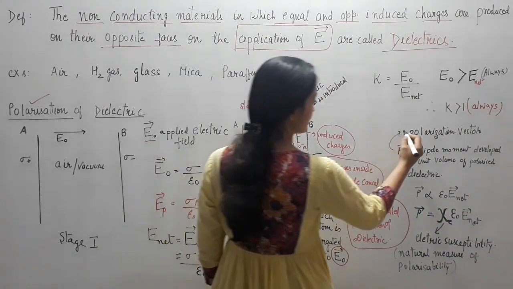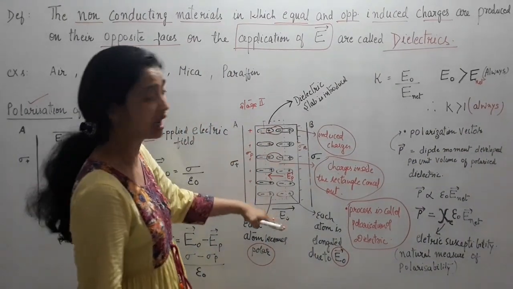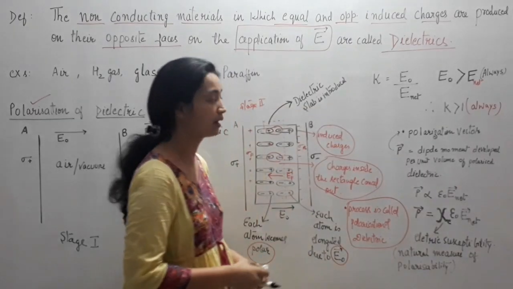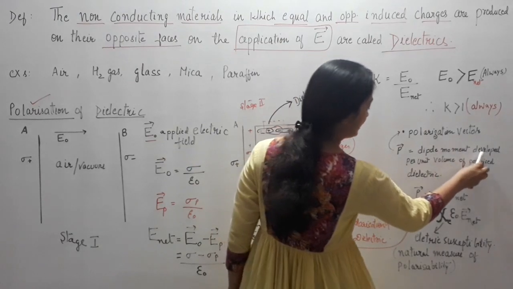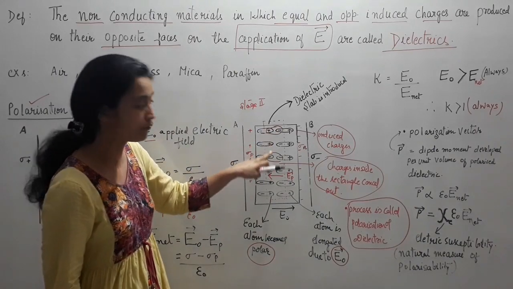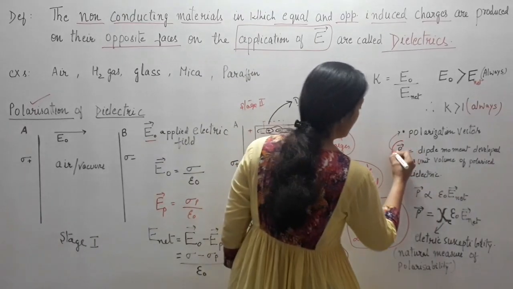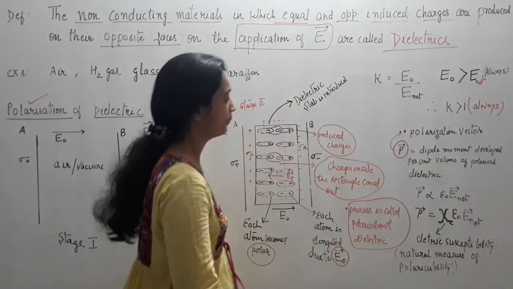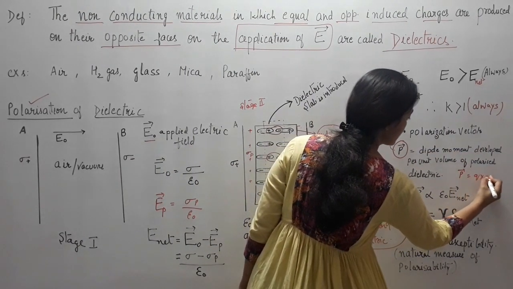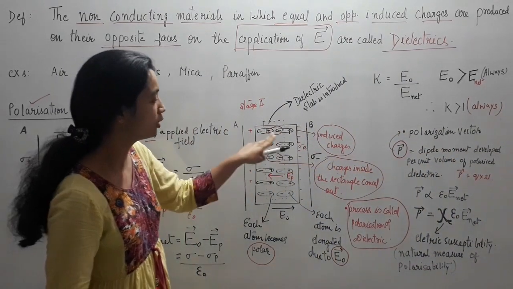One more term I would like to discuss here, that is the polarization vector. When a dielectric slab of this type gets polarized, then we would definitely like to define the polarization vector. What is it? It is the dipole moment developed per unit volume of the dielectric. How much dipole moment is developed per unit volume of the dielectric is defined by a name called polarization vector. You know, dipole moment is charge into distance. This you remember.